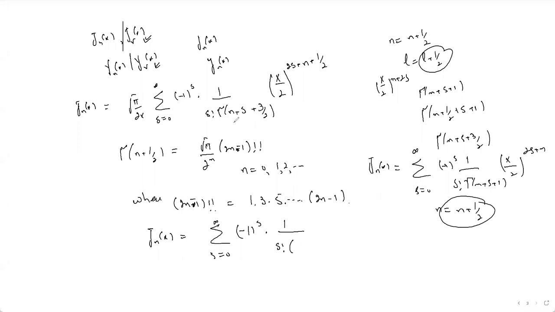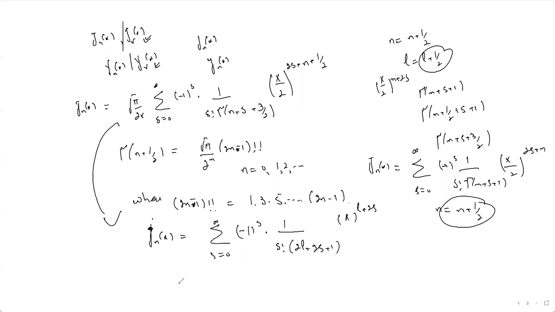When I'm going to use this gamma function, gamma of n plus 3 by 2, it will be like 2l plus 2s plus 1, then x raised to power l plus 2s. This particular equation will now become jn of x. This is not a capital, this is a small jn of x.